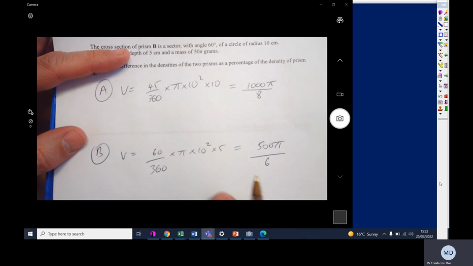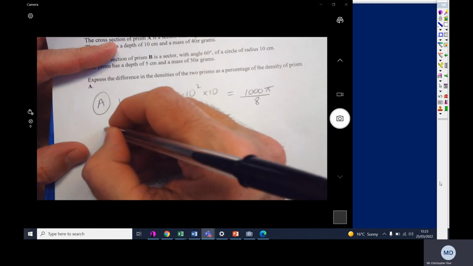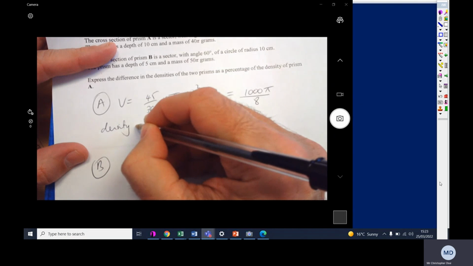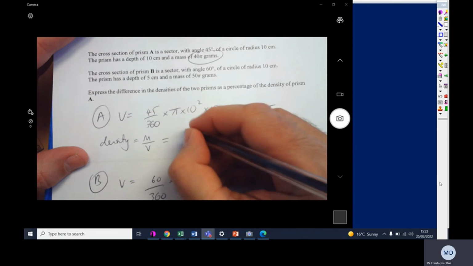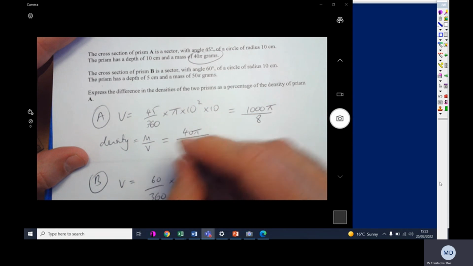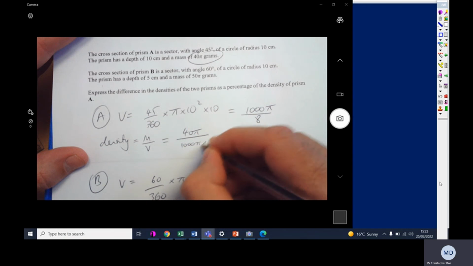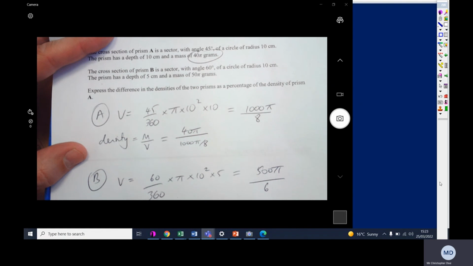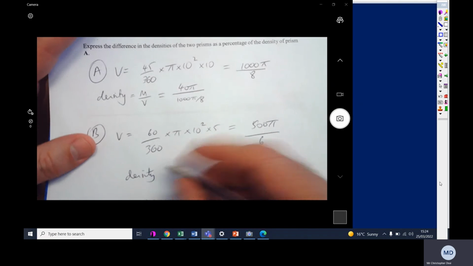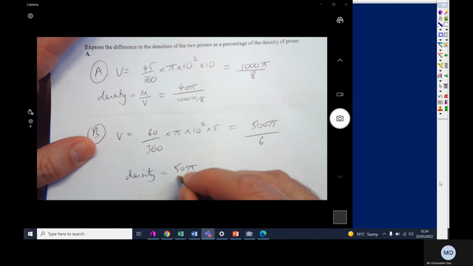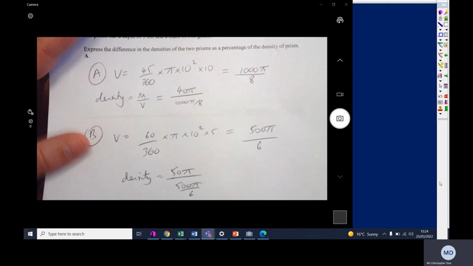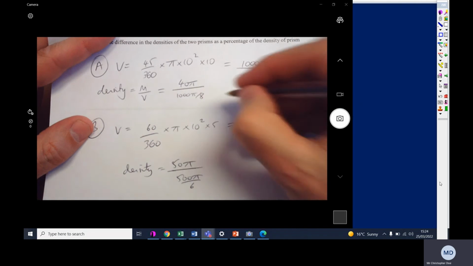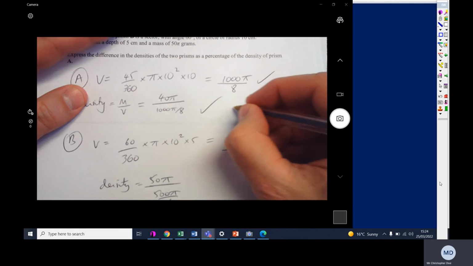Okay, now the density of a shape. So the density of A, density is the mass over the volume. So we've been told the mass of shape A is 40 pi. So we're doing 40 pi divided by 1000 pi over 8. And for the other one, the density, this is 50 pi is the mass divided by the volume of that, which is 500 pi over 6. I can tidy that up. So that's 1 mark for either volume, 1 mark for either density. Let's tidy up both densities for your third mark.